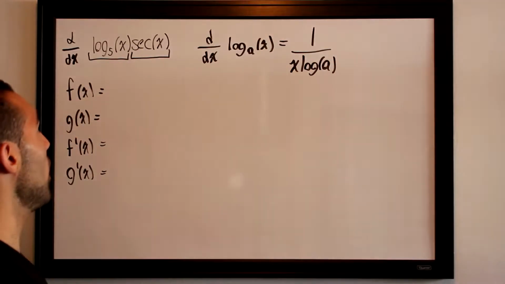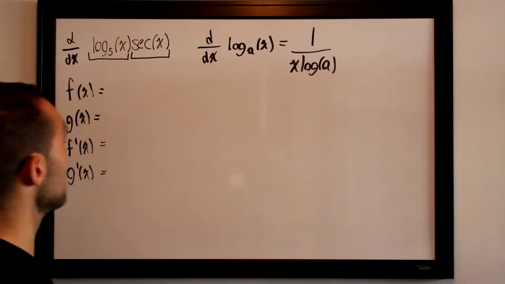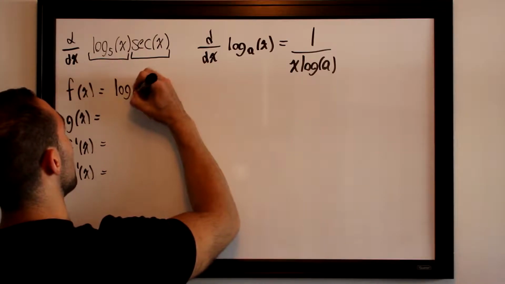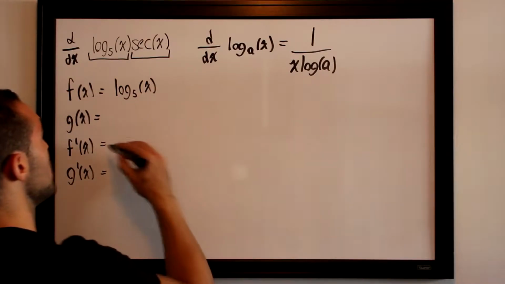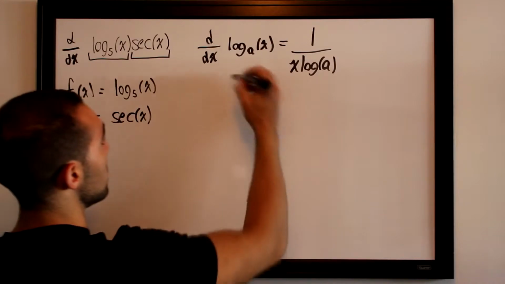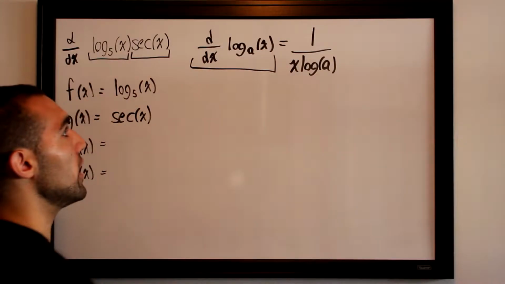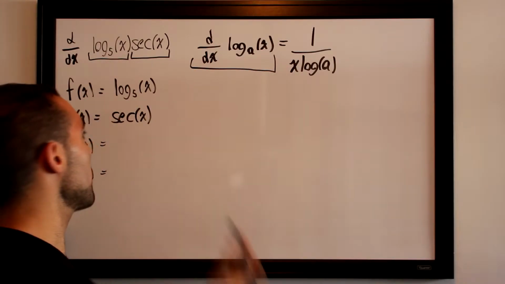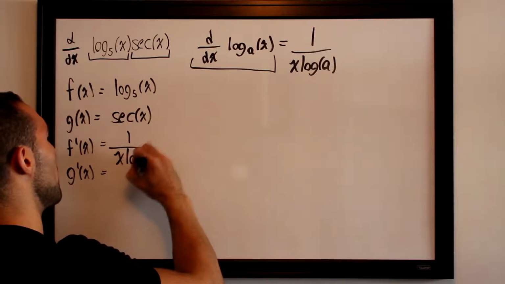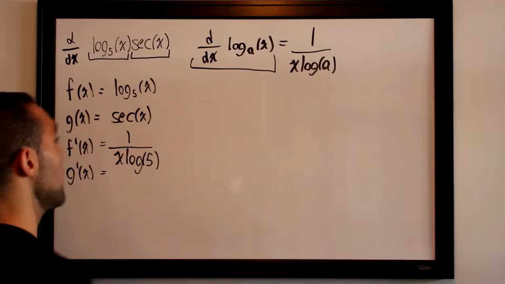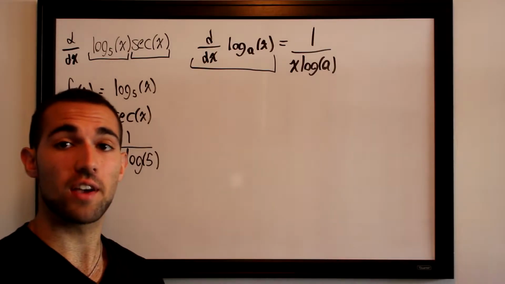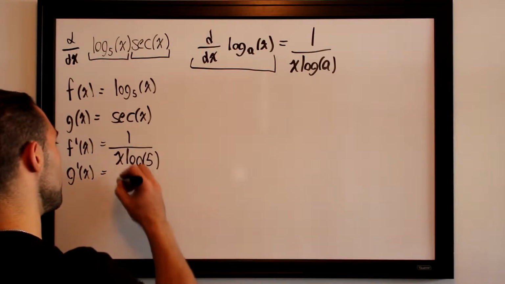So the derivative of log base 5, actually let's just write this down first. Our f of x will be log base 5 of x, and our g of x will be secant of x. And then using this, we know that the derivative of log base 5 of x will be 1 over x times log of 5. And then our g prime of x is the derivative of secant of x, which is secant of x times tangent of x.